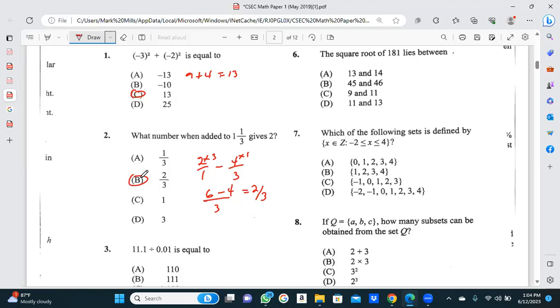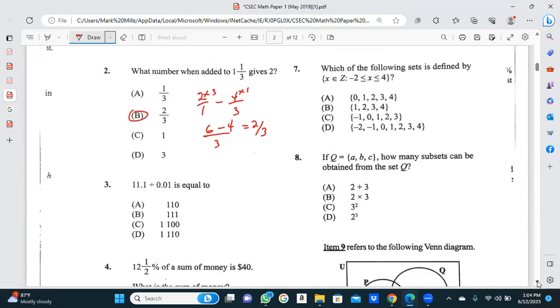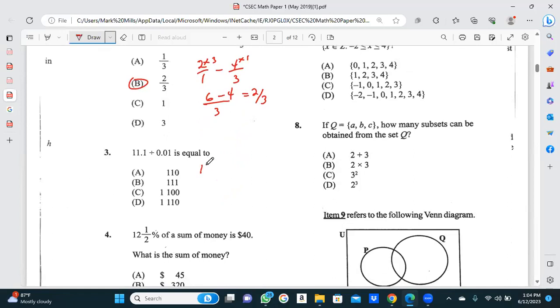All right, number 3. 1.1 divided by 0.01, right? What will I do? So multiply by 100, then multiply it by 100, right? So this gives me 110 divided by 1, which gives me 110. No, that's the wrong one I chose. It should be D, right? It should be D.